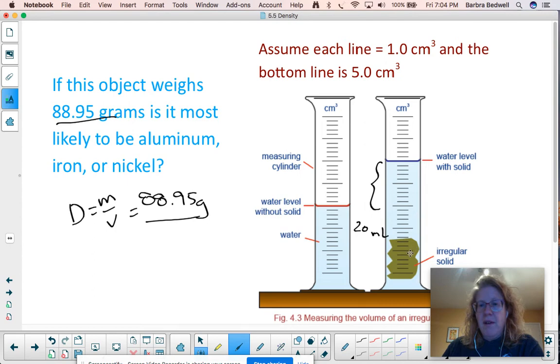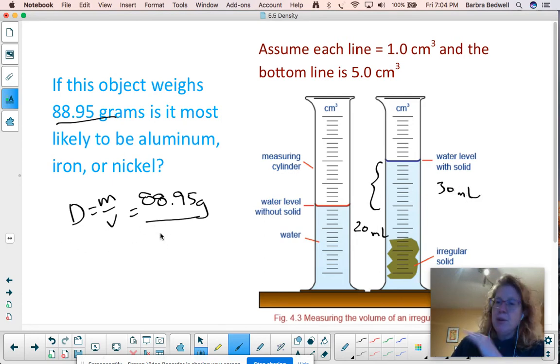There's 5, there's 10, there's 15, there's 20, there's 25, there's 30. So this is 30 mils now. In order to figure out what my volume is, I don't put the 20 in there. It's not how much the volume of the rock is. And I don't put 30 in there. I got to put the change in volume. How much did the water line go up? Because it's the change. That's what's really important to us.